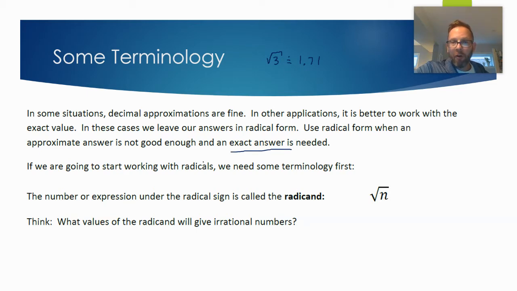So if we're going to start working with radicals, we need some terminology. We call the number underneath the radical sign the radicand. So in this case, n is the radicand.